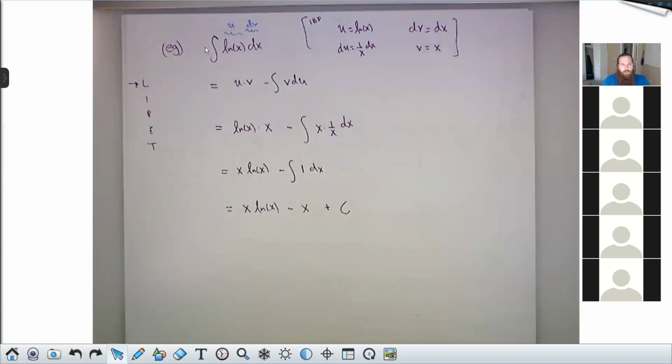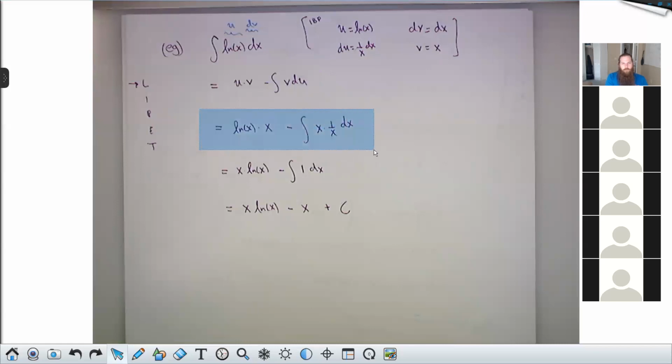Now my integration by parts formula says the integral of u times dv is equal to u times v minus the integral of v times du. So I'm just going to plug into this formula. u is the natural log of x, and v is x. So u times v is ln x times x, minus the integral of v times du. Well, v is x, and du is 1 over x times dx.